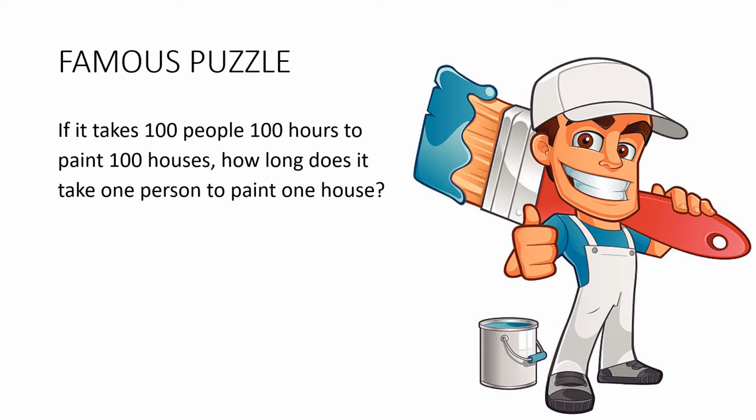Here's a famous puzzle. If it takes 100 people 100 hours to paint 100 houses, how long does it take one person to paint one house? Now it is a bit of a trick question, because a lot of people will look at this and go, well, just 1 hour. But that doesn't actually make any sense. It's an example of inverse variation. Now I'm not going to answer the question, so you're going to have a think about this and try and figure out what the answer is.